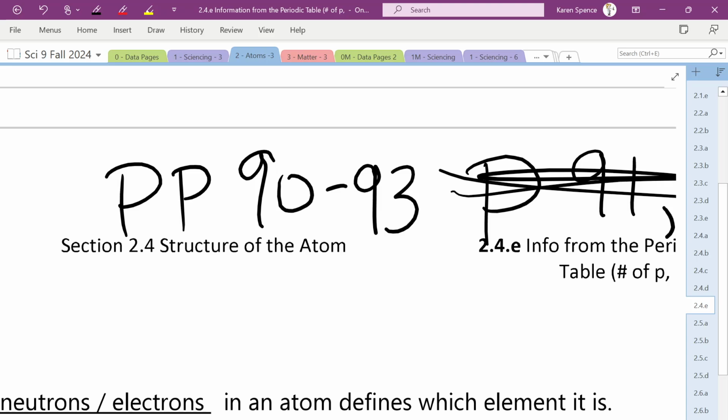90 to 93. Yes. Six. So the mass is the proton supposed to be around 6. Well, that's a problem. 6 plus 7 is 13.